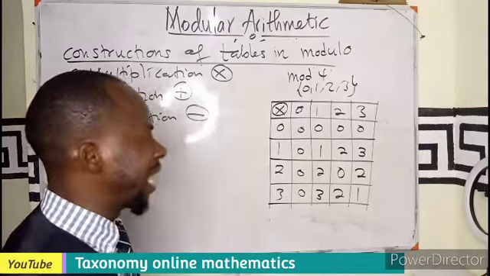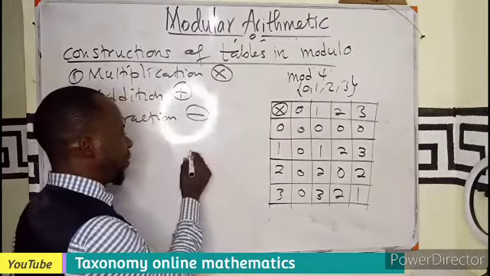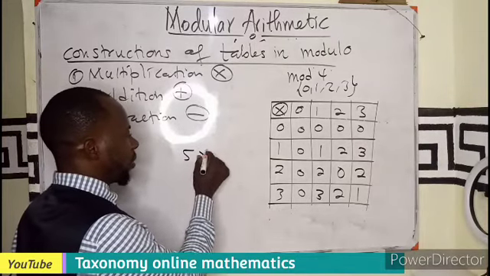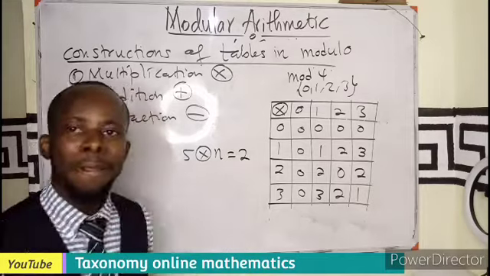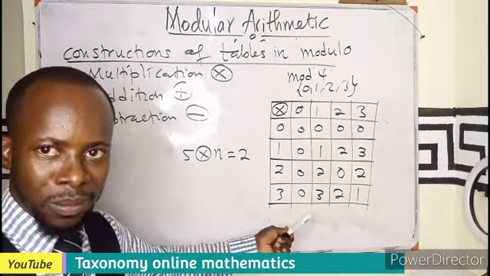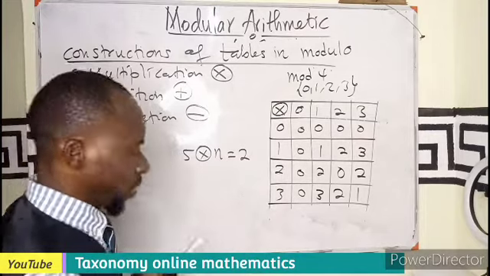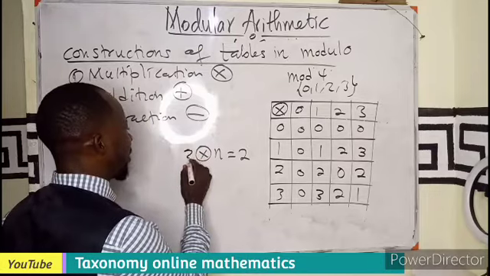So other questions that can be asked on this will be that, let's say we have 5 times n giving us what? 2. Find n from the table. From this table. I think I used 5, which is not part of our set, so let me use the 3.